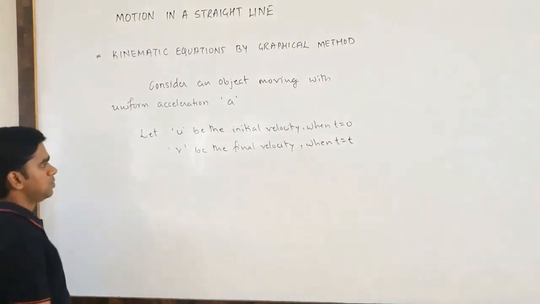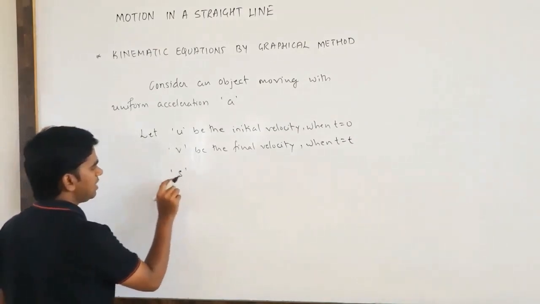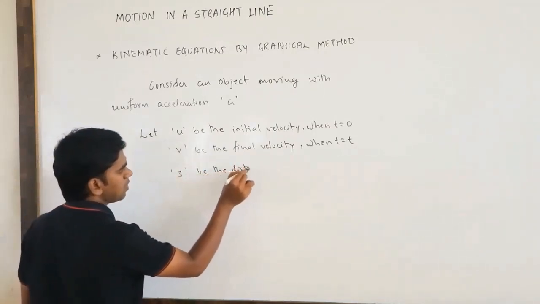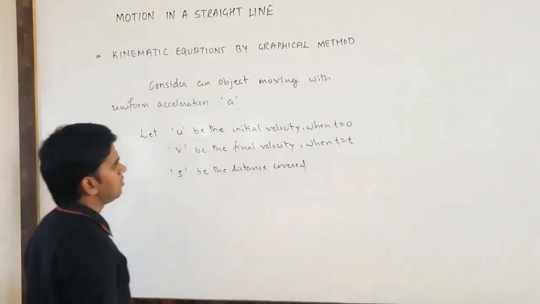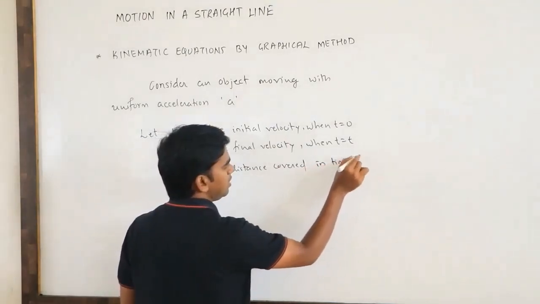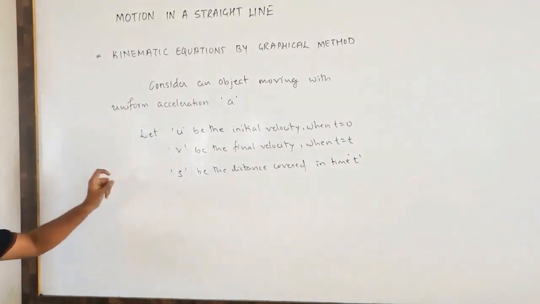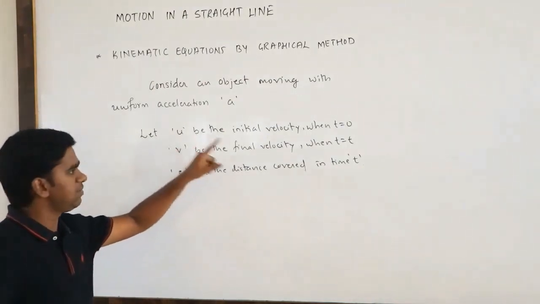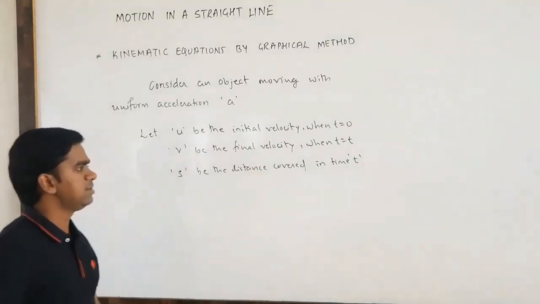Similarly, I will take one more alphabet, that is s. Let s be the distance covered in time t. Okay, so these are the 3 things we have considered: let u be the initial velocity when t equals 0, v be the final velocity when t equals t, and s be the distance covered in time t.